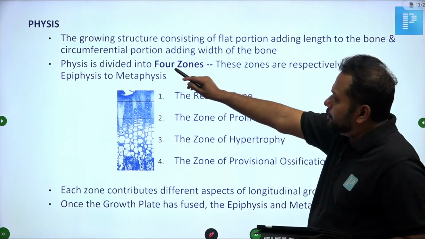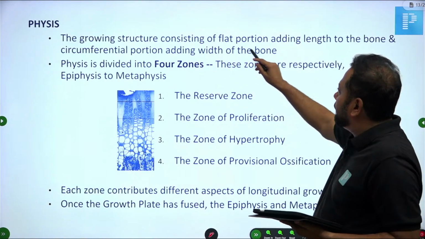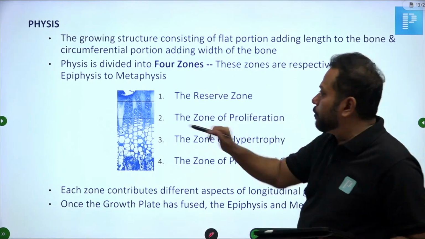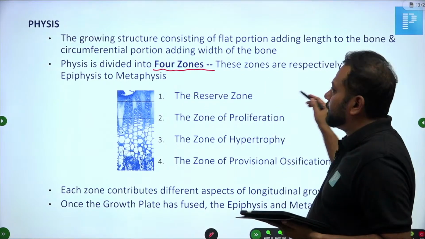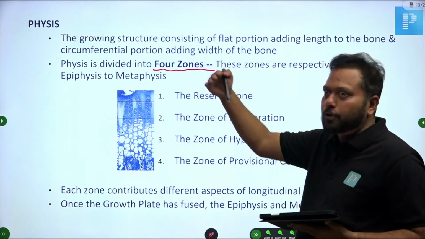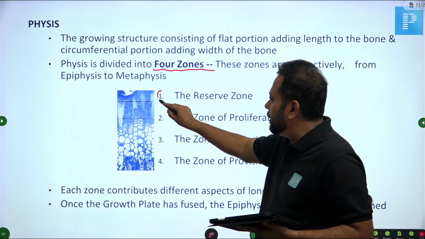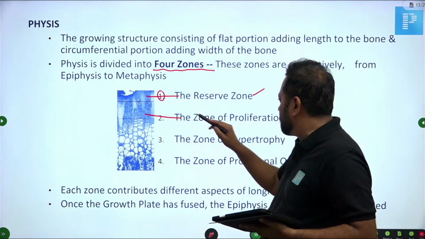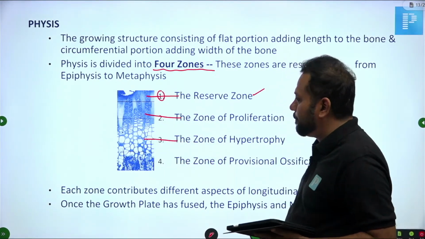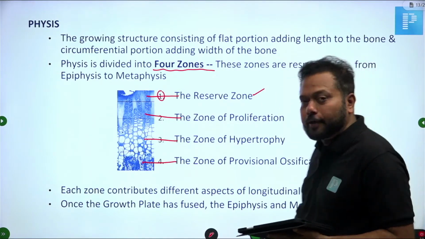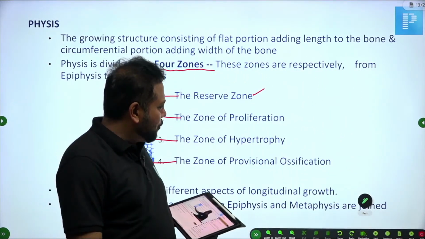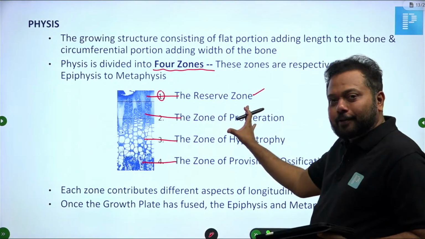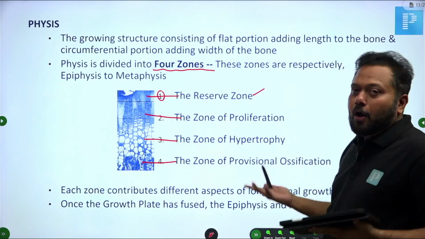The physis, the growing structure, consists of flat portions adding length to the bone and circumferential portions giving the width of the bone. Physis is divided into 4 zones. These zones are respectively, from epiphyseal end to metaphyseal end: reserve zone, zone of proliferation, zone of hypertrophy. The last one is called zone of provisional ossification, otherwise called calcification. Okay, 4 zones are there. So this is the same picture they had given in horizontal fashion with a different color. So this is zone of provisional ossification. Very good.